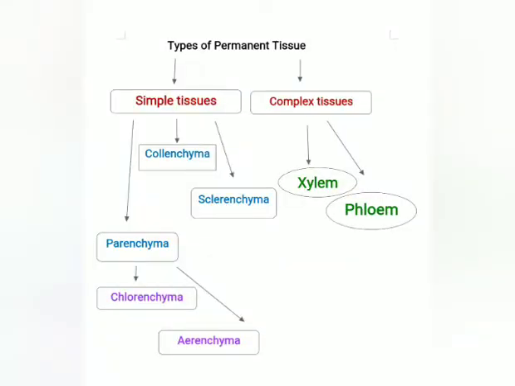Permanent tissues are of two types: simple permanent tissue and complex permanent tissue. Simple permanent tissues are further divided into parenchyma, collenchyma, sclerenchyma, whereas complex tissues are divided into xylem and phloem. Parenchyma are also of two types, that is chlorenchyma and aerenchyma.